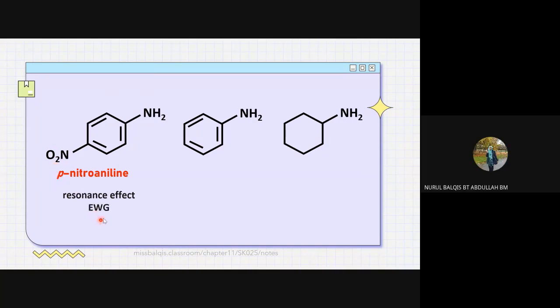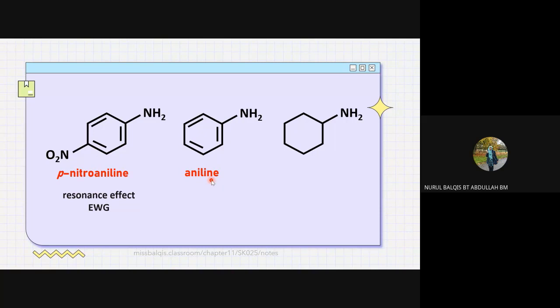EWG. Okay, so if we have an EWG, will it increase or decrease the basicity? Decrease. When we have a resonance effect on top of that, will it decrease or increase? With resonance, we pull electrons inward. Does basicity increase or decrease if there are fewer electrons here? Decrease. Good. So this should have a low basicity. Correct. Okay, so this one is called aniline.